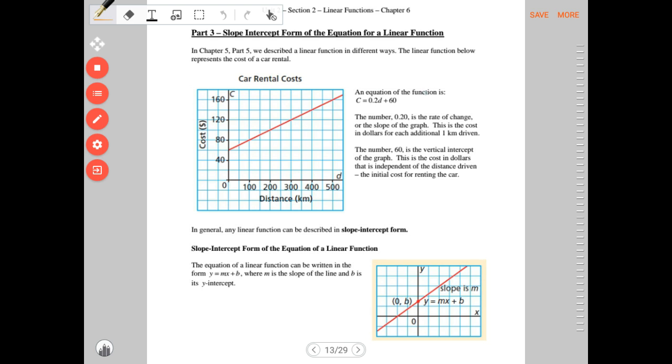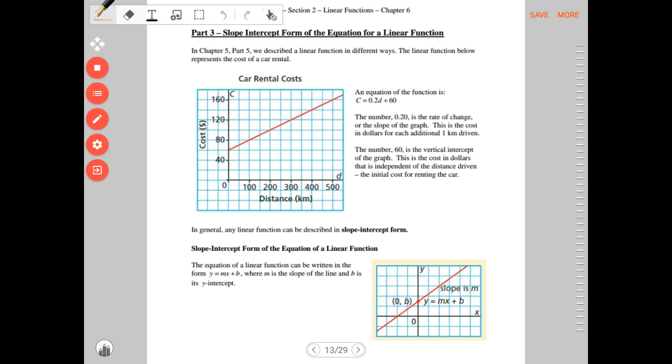An equation of this function is C equals 0.2 d plus 60. The number 0.20 is the rate of change, or the slope of the graph. This is the cost in dollars for each additional 1 kilometer driven. The number 60 is the vertical intercept, or the y-intercept, of the graph. This is the cost in dollars that is independent of the distance driven, so it is the initial cost for renting the car.